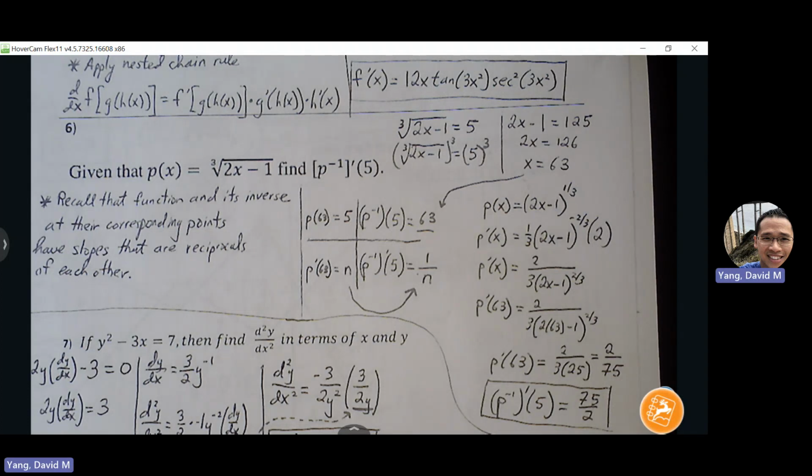So therefore, the inverse's derivative at its corresponding point must be 75/2. Just the reciprocal, don't change the signs. So 2 times 63 is 126. 126 minus 1 is 125. Cube root of 125 is 5. 5 squared is 25. That's where that 25 came from. Whatever unknown value I find, I'm going to make sure I flip it.